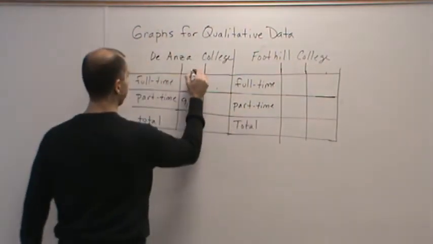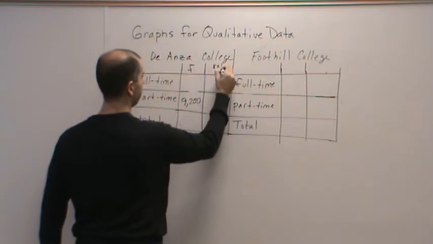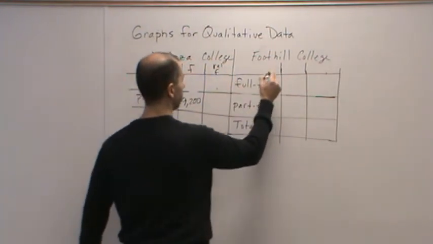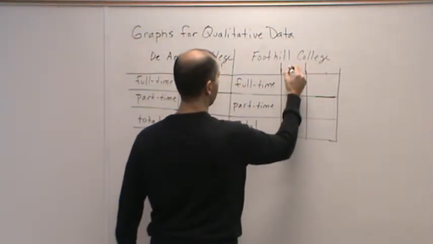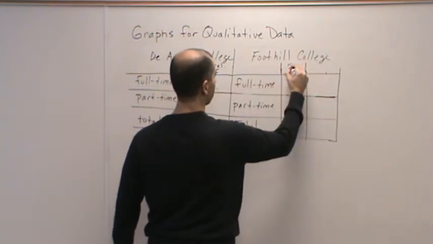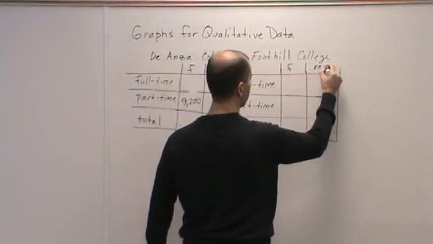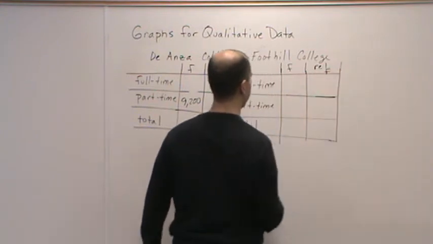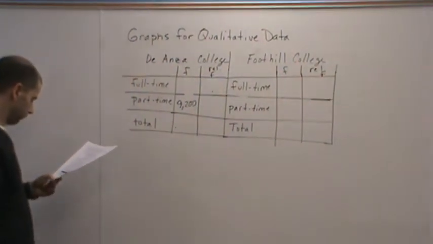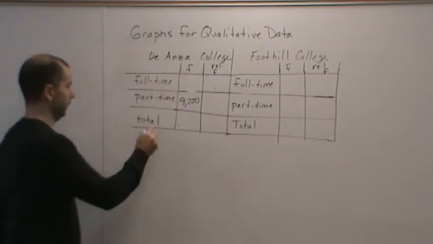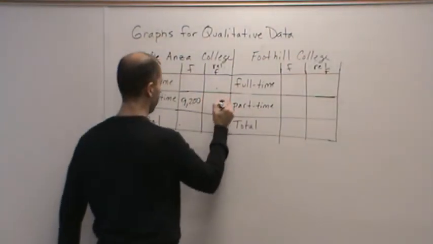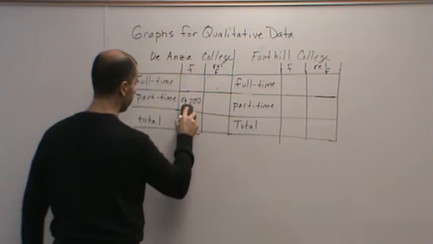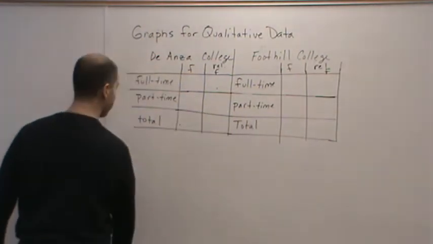Okay, so this should be frequency, this should be relative frequency, again, frequency, relative frequency. Okay, so now we got the table right. So here's what we want. So now I need to move this up. Okay, so here we go.